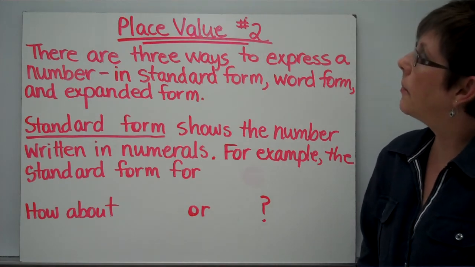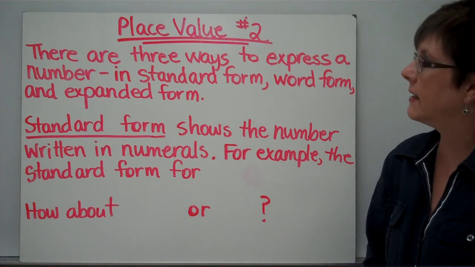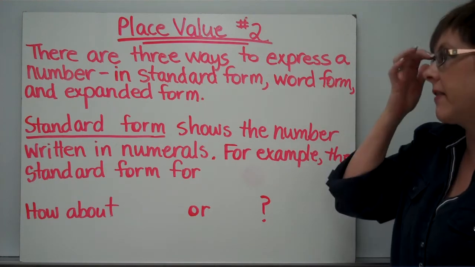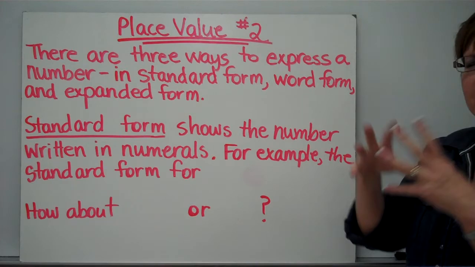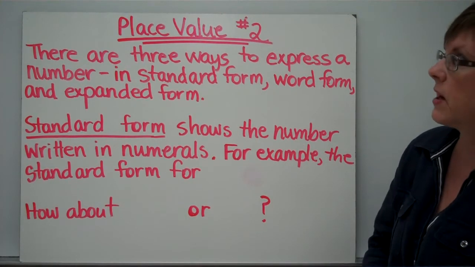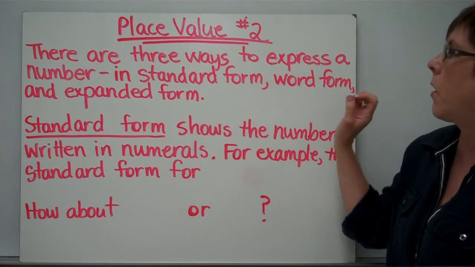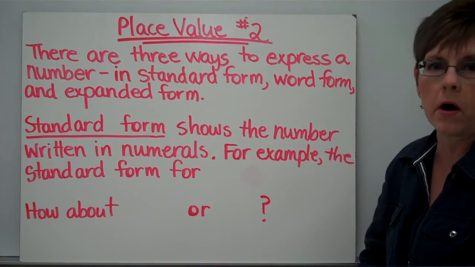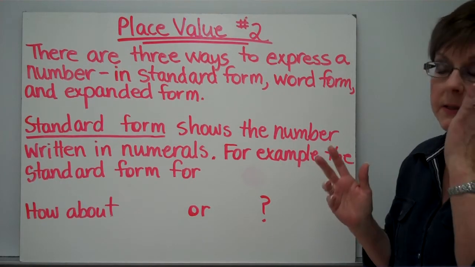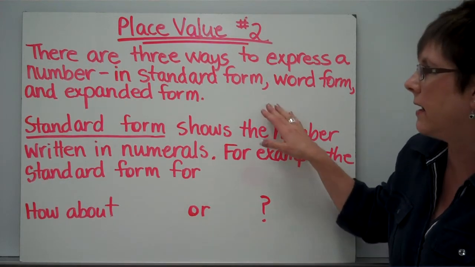We got place value number 2 tonight. All right, we have place value number 1 first, and this is the same concept, a little bit more in depth. There are 3 ways to express a number. There's standard form, word form, and expanded form. And I know all of y'all have heard this somewhere along the way, especially in 3rd and 4th grade.